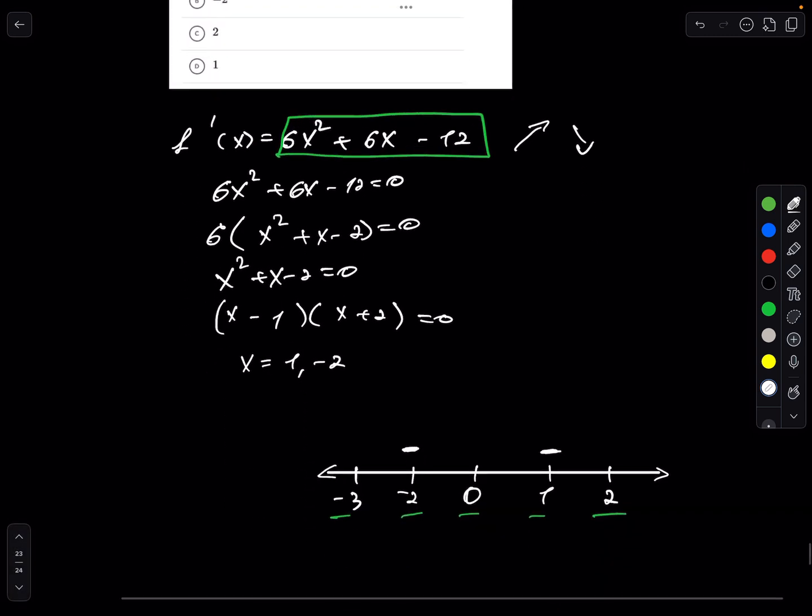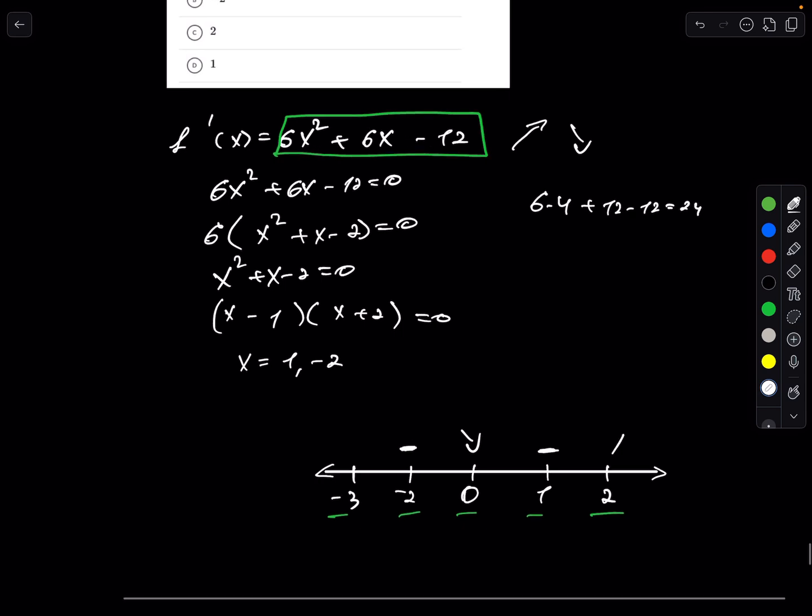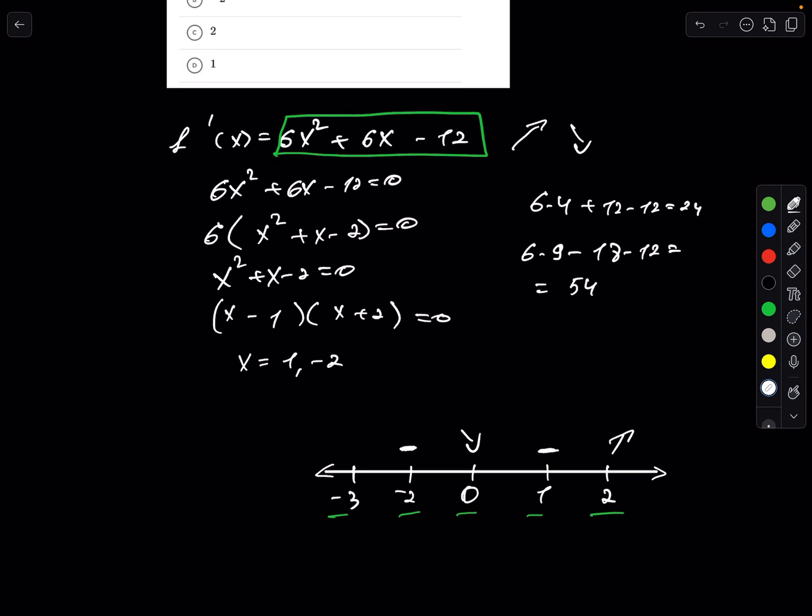Well, if we apply 0, we're going to get minus 12, so it must be decreasing. If we apply 2, we're going to get 6 times 4 plus 12 minus 12, it's 24, so it's increasing. So this must be a minimum value, but we're not going to be jumping into conclusions yet. Then we have negative 3 over here, so it's 6 times 9 minus 18 minus 12. Well, it's equal to 54 minus 30, 24.